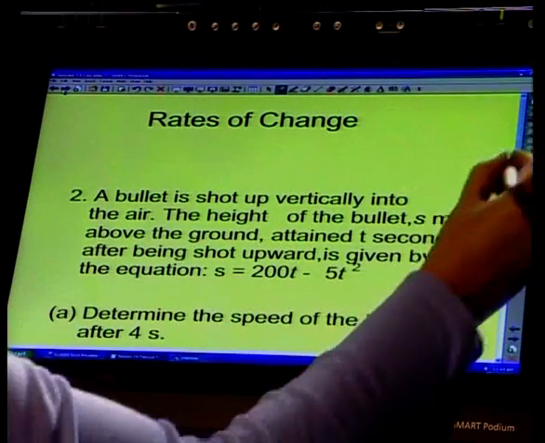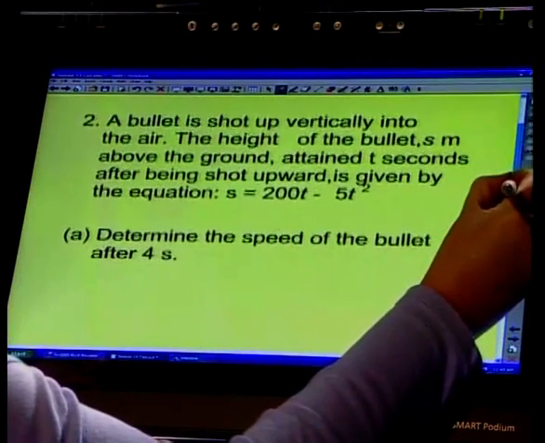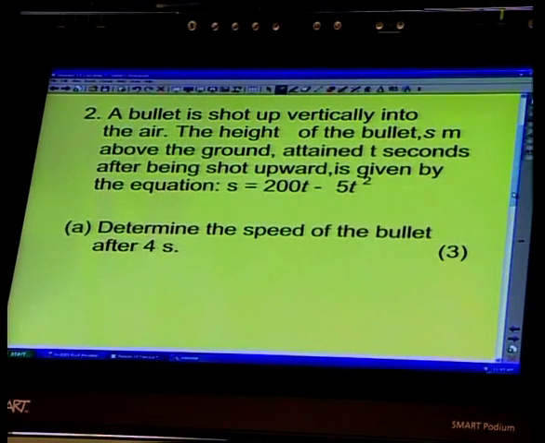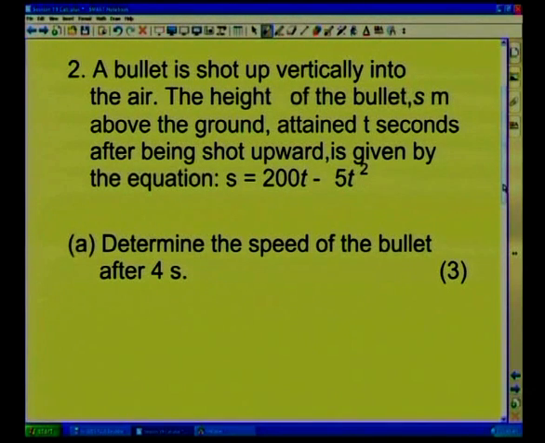Right, this has got to do with a bit of science. It says a bullet is shot up vertically into the air. The height of the bullet, s meters above the ground, attained t seconds after being shot upwards, is given by that equation. What's important is to know we're working in meters and seconds, because that's going to become important, and we have to know the equation.